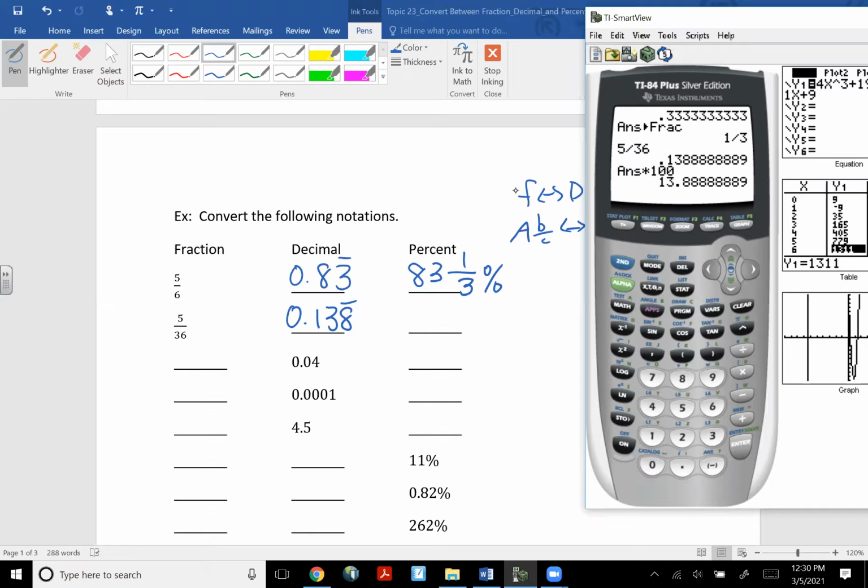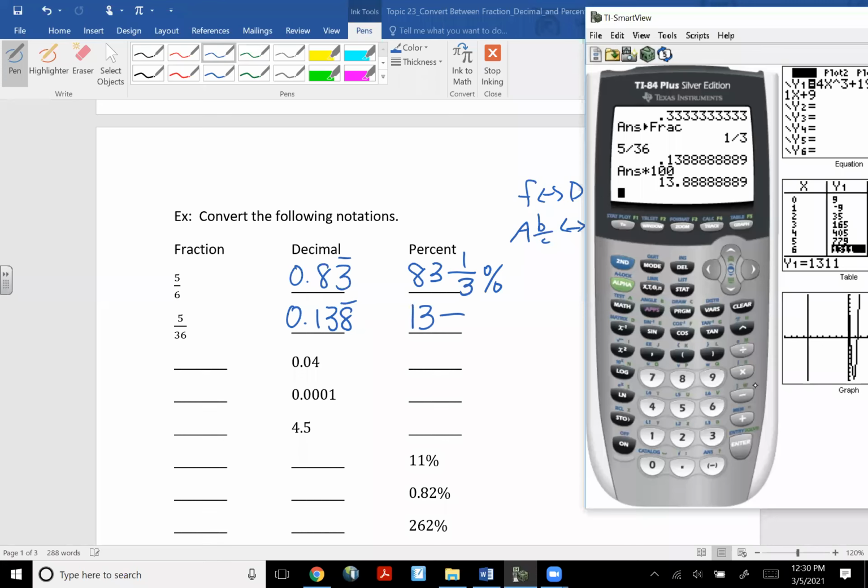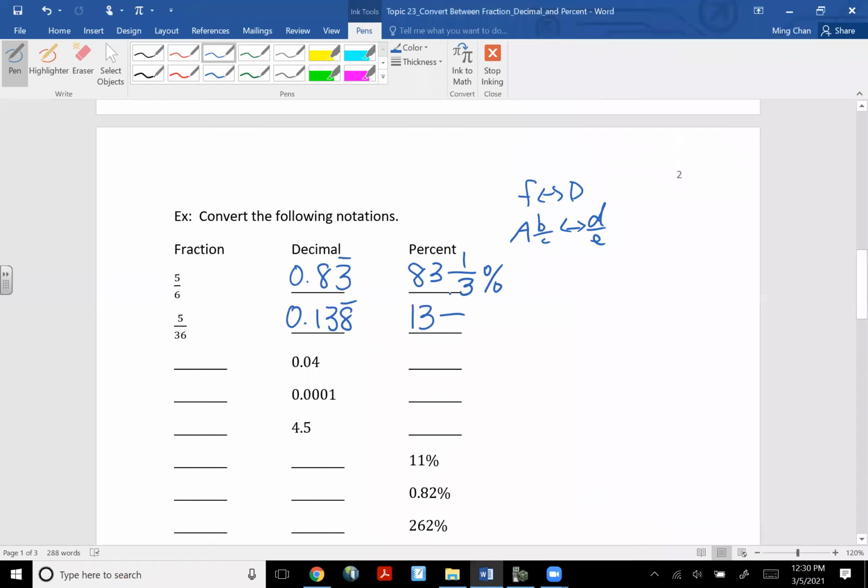So same thing, scientific calculator. Let's convert it into a mixed number by going through F to D and mixed number, and then convert the improper fraction back into a mixed number. For a graphing calculator, I know the whole number part of the answer is already 13. So I'm going to take away the 13 and convert the rest, the 0.8 repeating, into a fraction. 8 over 9, 13 and 8 over 9%.